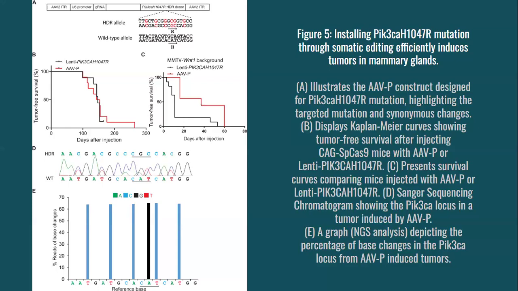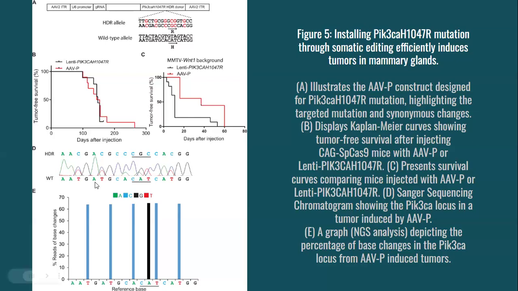And in number C, you can see that in this specific genetic background, which probably has a predisposition to developing tumors due to activation of the Wnt pathway, which, as I've mentioned before, is a key signal in cell proliferation and cancer, the tumor-free survival after gene editing is shown here. The mice in this genetic background also develop tumors very rapidly after the injection of the AAV vector carrying the PIK3CA H1047R mutation, as indicated by the sharp decline in the red curve.